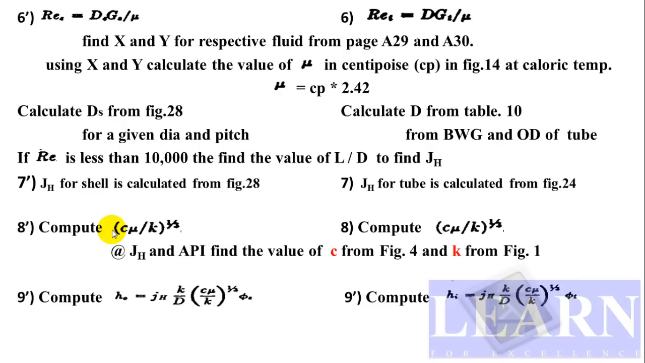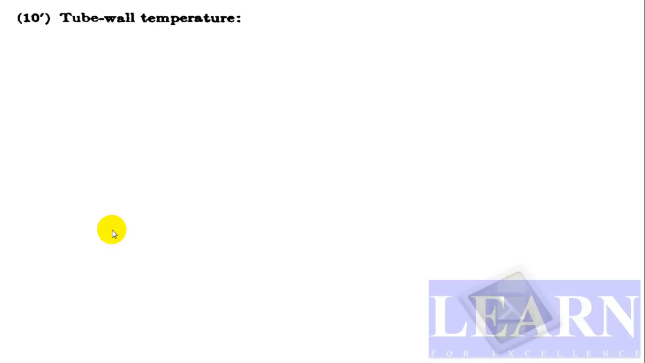So in order to calculate H naught, we need to find the value of JH K by D, (C mu by K) whole to the power 1 by 3, divided by phi s for the shell side. If it is the tube side, it will be phi t. So we will not be knowing phi s and phi t. So what we'll do is we'll find the ratio of H naught by phi s and Hi by phi t. All the other values are given over here, so we can calculate it easily. So till now we know how to calculate the value of H naught by phi s and Hi by phi t.